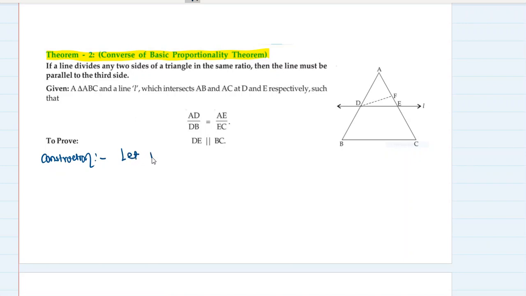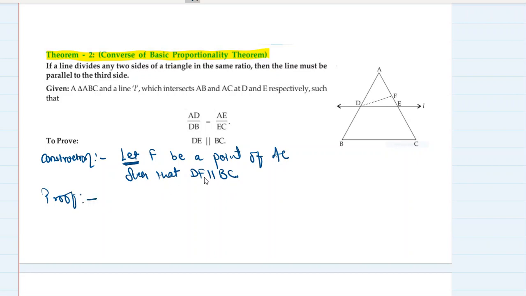Let F be a point on AC such that DF is parallel to BC. So we have considered a point F on AC such that when D and F are joined, it becomes parallel to BC. We assume that. Okay, so "let" means assumption. This is an assumption. Okay, now what will be the proof?